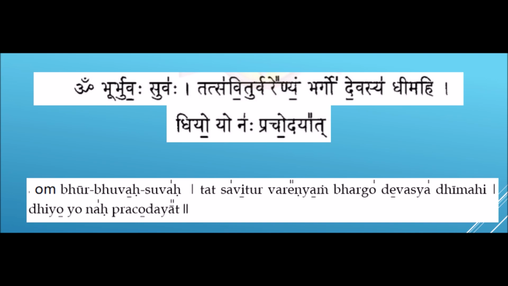Another example, Tat Savitur. Now in Savitur, the Sa is at a higher pitch, the V is at a lower pitch. So Sa, Vi, Tur, Sa, Vi, Tur. Note how you can play with the swaras.